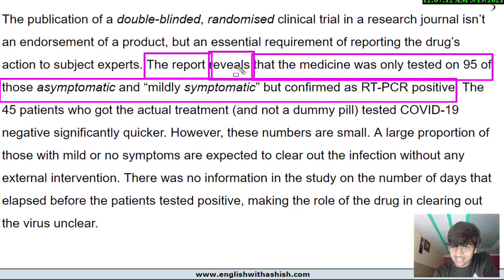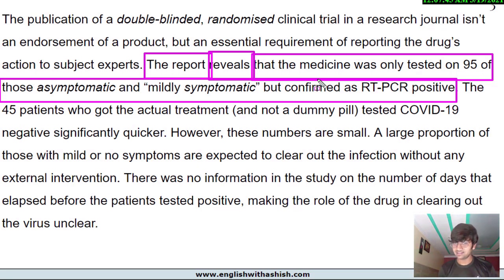So in this sentence, we have the subject, which is a noun phrase: the report, noun, with the modifier, definite article, the report, talking about a particular report. The report reveals, the particular report reveals, action verb, reveals what? That the medicine was only tested on 95 of those asymptomatic, those who do not have any symptoms, and mildly symptomatic, those who have fewer symptoms but they do have symptoms, but confirmed as RT-PCR positive.